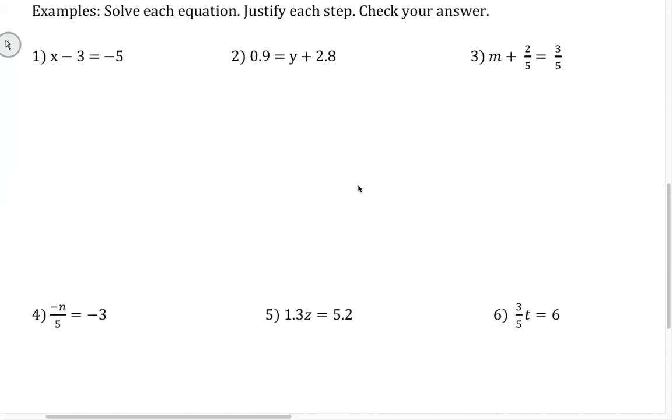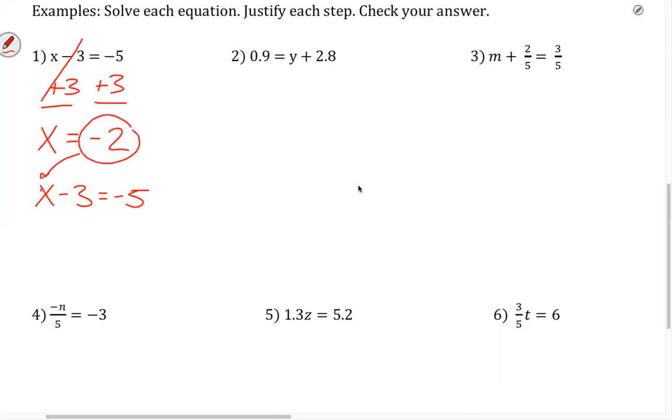Right down here, we have 6 examples that I'm going to run through. I need to figure out how to undo a -3. Brendan told me, I said add, he said subtract. So if I add 3, I have x equals -2. I can check that by taking my original equation and substituting that back in. Does -2 minus 3 equal -5? Yep.